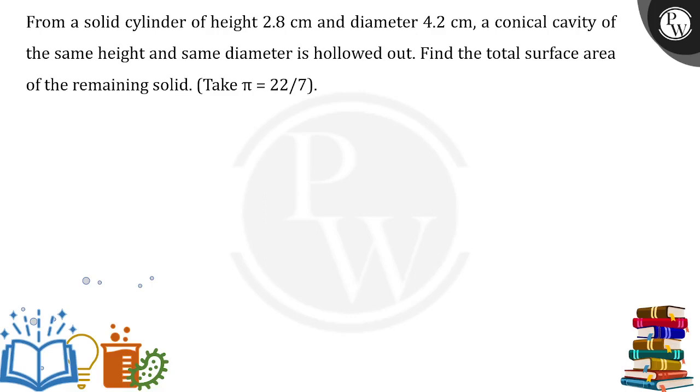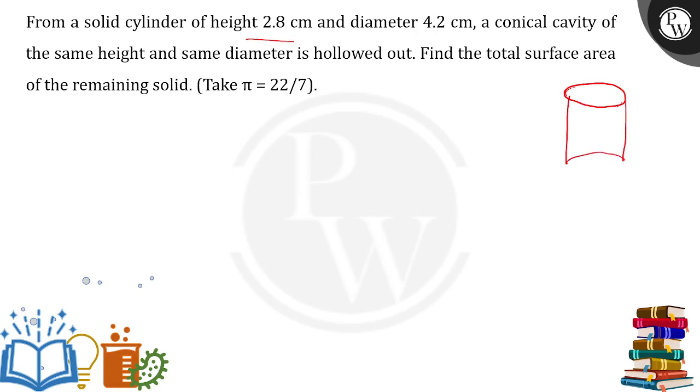It says from the solid cylinder of a height of this much and a diameter of this much, a conical cavity of the same height and diameter is hollowed out. The things are very simple. We are having a cylinder like this. You must have seen a cylinder. If you don't remember, just think about your water bottle.